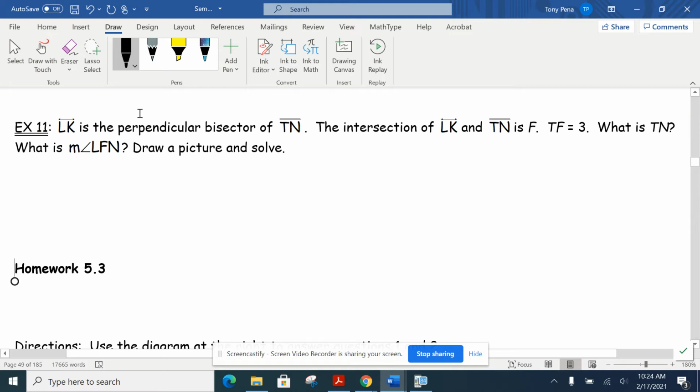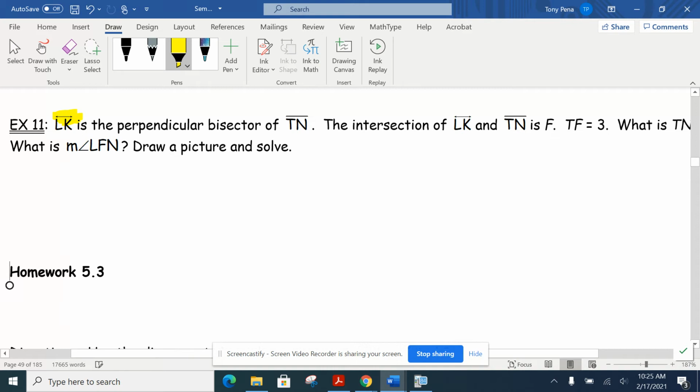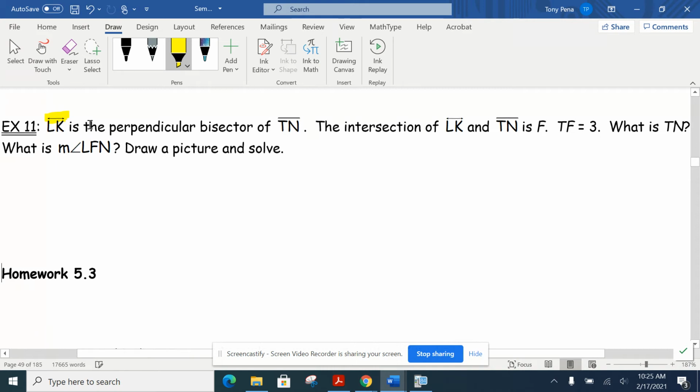Okay, let's see what we came up with here. So this is a line. When you read this, when it has that LK with an arrow at the end of each one of those sides, it's a line LK, is perpendicular to this, and it should bisect this.